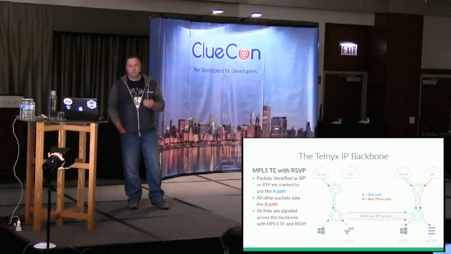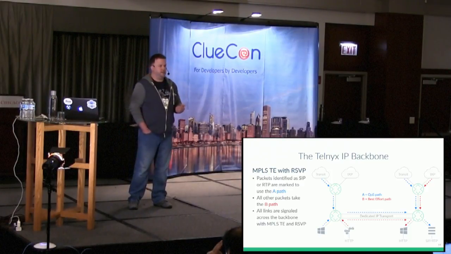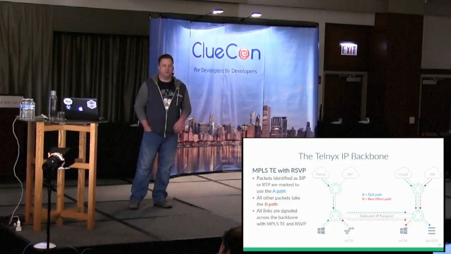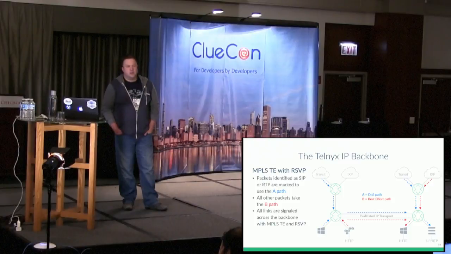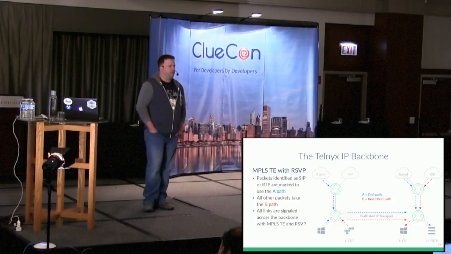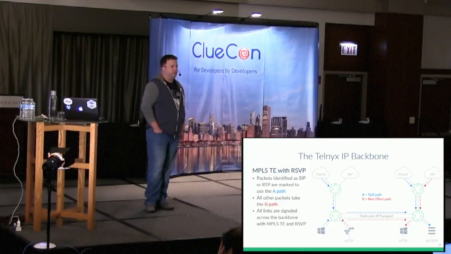versus some of our best effort B-side paths, which can get up into 76 and the high 70s, depending on the providers that we're using. But essentially what we're trying to do here is say that anything that's voice or video related is going to be treated with a higher degree of prioritization, and it's going to use paths that are dedicated only for that.